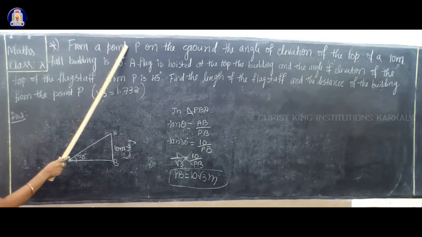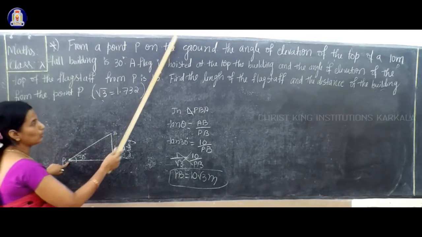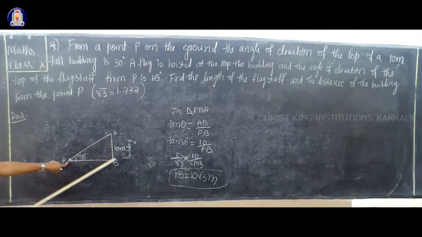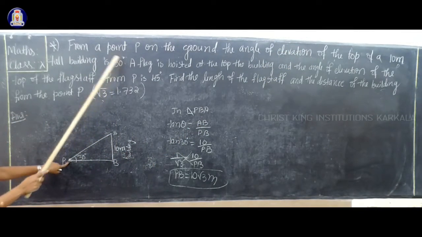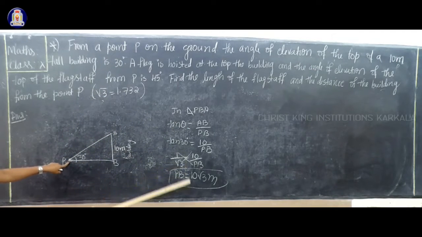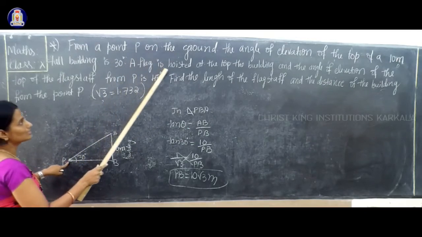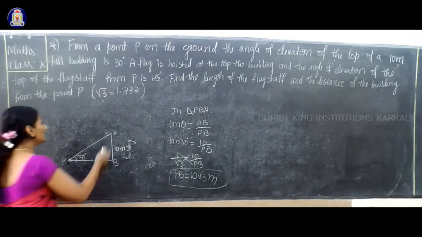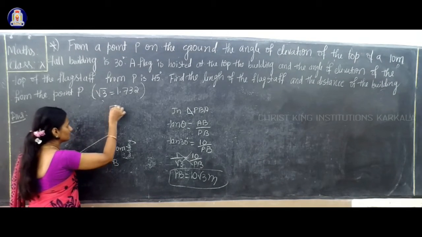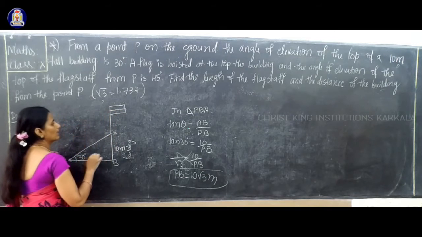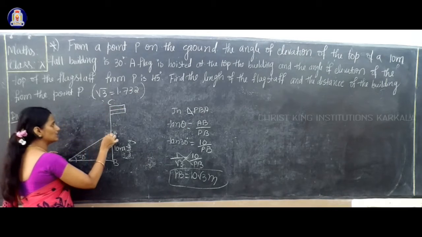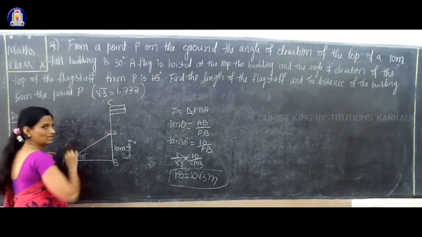From a point P on the ground, the angle of elevation of the top of the building, which is 10 meters, is 30 degrees. So till here we drew the figure and we completed the simplification also. Now next we will see a flag is at the top of the building. This is a flag. I mark it as AC. AC is the flag.